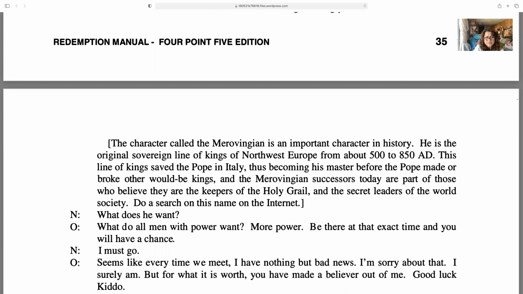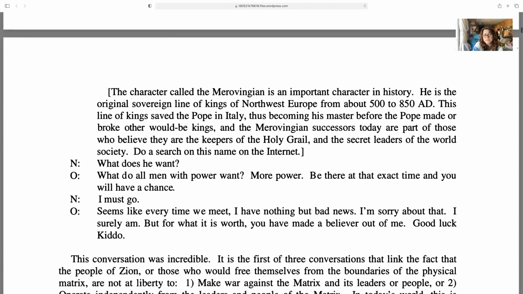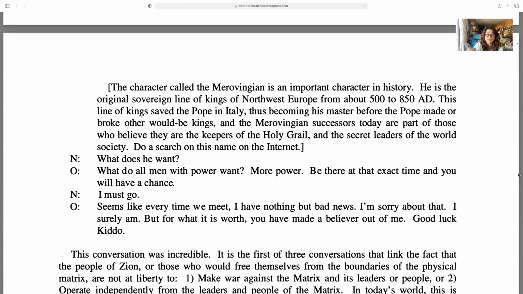The character called the Merovingian is an important character in history. He is the original sovereign line of kings of Northwest Europe from about 500 to 850 AD. This line of kings saved the Pope in Italy, thus becoming his master before the Pope made or broke other would-be kings, and the Merovingian successors today are part of those who believe they are the keepers of the Holy Grail and the secret leaders of the world society. Do a search on this name on the internet, Merovingian.